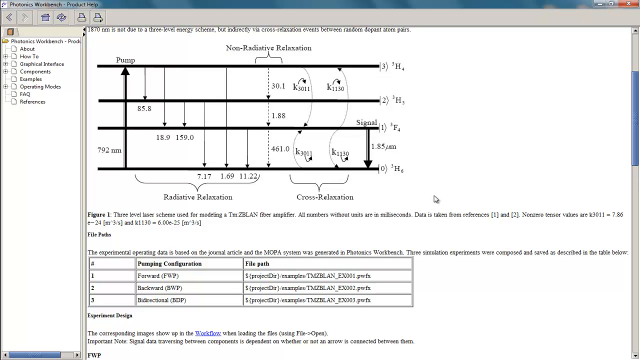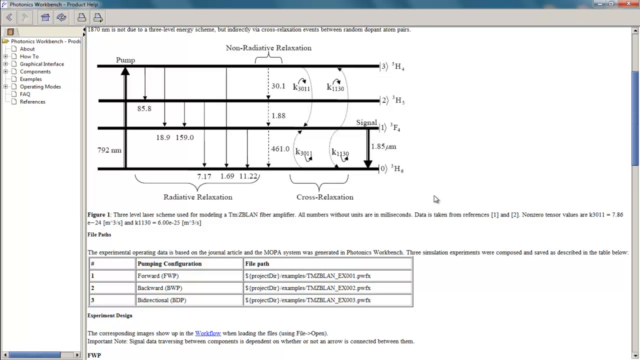The thulium dopants in consideration have four principal energy manifolds. Light and matter interactions are definable between any pair of energy levels. These include: number 1, the dopant emission and absorption cross sections for the photon transitions between energy levels; number 2, the radiative relaxation rates, whose numbers are identified in milliseconds; number 3, the non-radiative relaxation rates; and number 4, and very importantly, at least for this particular simulation, is the cross relaxation.